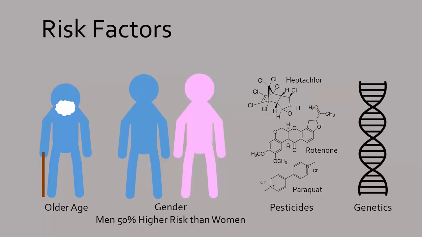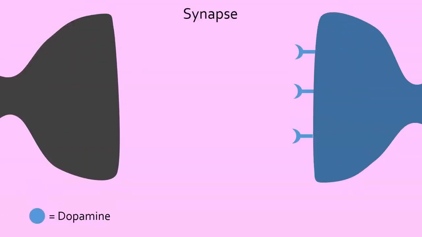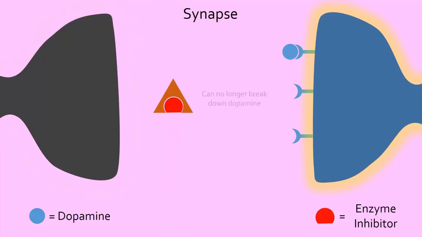No such cure that reverses the damage to dopaminergic neurons has been found. However, since Parkinson's disease is due to a lack of dopamine, it makes sense that treating this disease would involve increasing dopamine levels. Dopamine is naturally broken down in the synapse by enzymes, so prolonging its time in the synapse can indirectly increase its effect. This can be done by drugs that inhibit those enzymes.